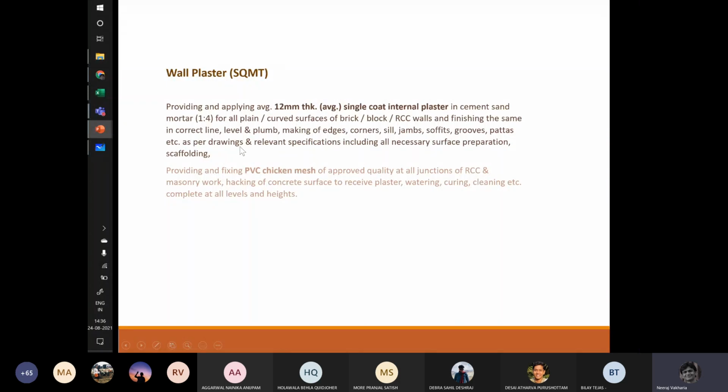Sometimes we have designs on the plaster or whatever it is. So we also have to mention that they have to check the drawings and relevant specification, including all necessary surface preparation. We can't directly plaster over a smooth RCC column. We have to hack it. You might have seen after construction, after curing, on columns they hack it with a hammer. They make an uneven surface so that the plaster gets fixed over it. That we have to include.